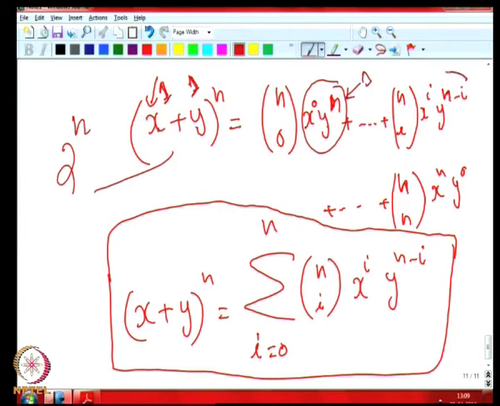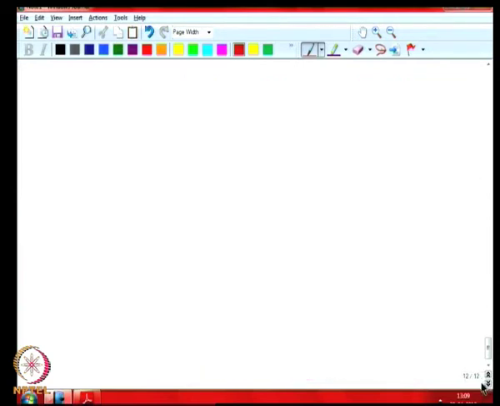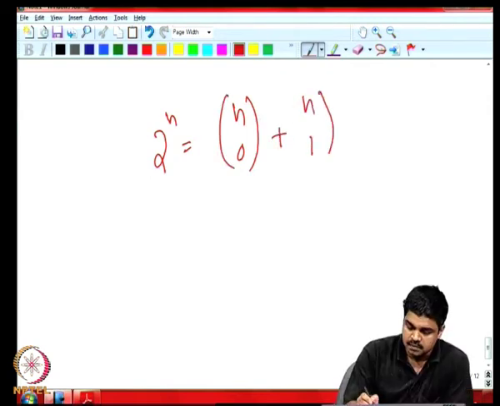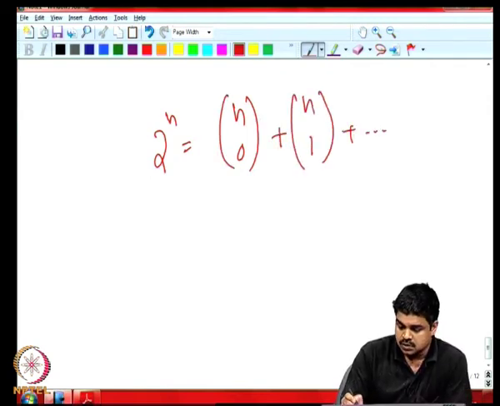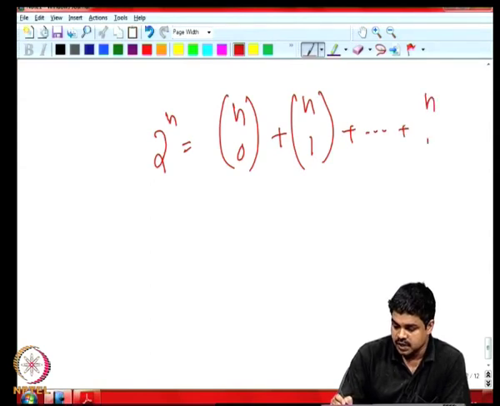Each term like this will become 1, because x raised to i is now 1 raised to i, that is 1 only, and y raised to n minus i means 1 raised to n minus i, which is again 1. So, all of them are 1s. Now, this will become just this. So, we get 2 raised to n is equal to n choose 0, because the x and y's have disappeared, plus n choose 1, up to n choose n.